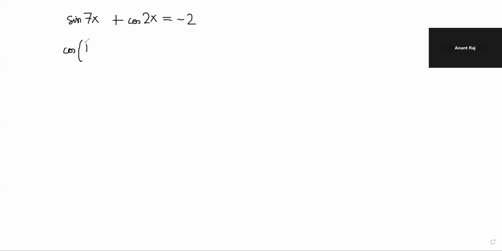It looks easy, it's not so easy. Sir, we can write sine 7x as cos of pi upon 2 minus 7x. Why are you doing that? I don't know if it's true, but then cos C plus cos D. Then it will come as 2 cos of (pi upon 2 minus 7x plus 2x) upon 2 into cos of (pi by 2 minus 7x minus 2x) equals minus 2.